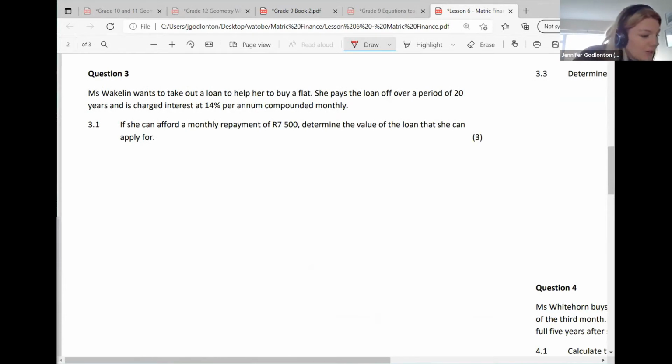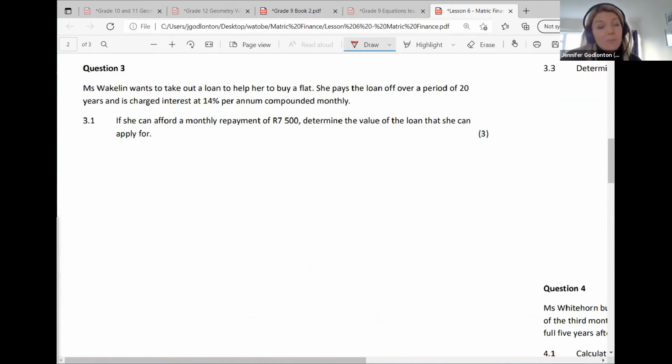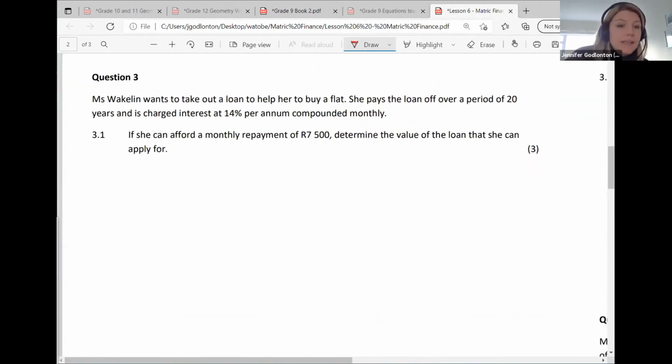Question 3 is also a 3-part question. And in total, it is actually out of 11 marks. So this would make up like the bulk of your paper if these questions were together. So Ms. Wakeland wants to take out a loan to help her buy a flat. She pays the loan off over a period of 20 years and is charged interest at 14% per annum compounded monthly. If she can afford a monthly repayment of 7,500 Rand, determine the value of the loan that she can apply for. Think about your formula, put it into your formula. This is a nice, easy 3 marks. Everyone should be able to get 3 out of 3 here.